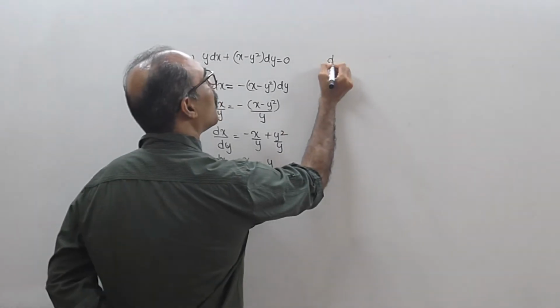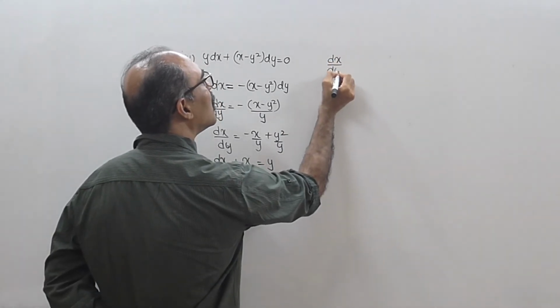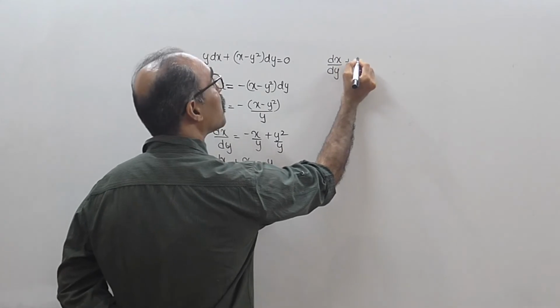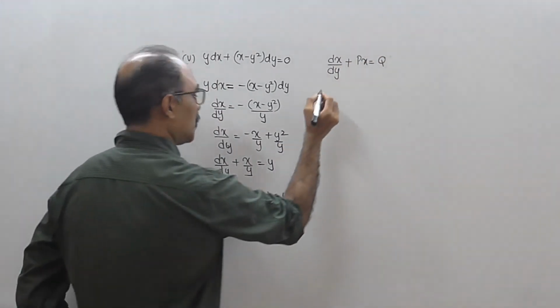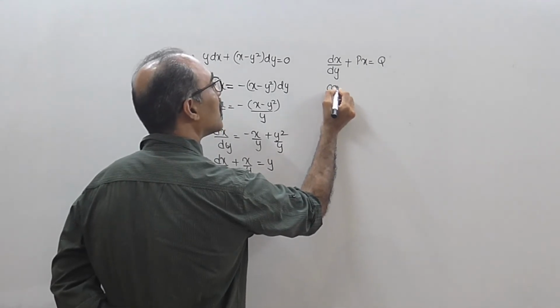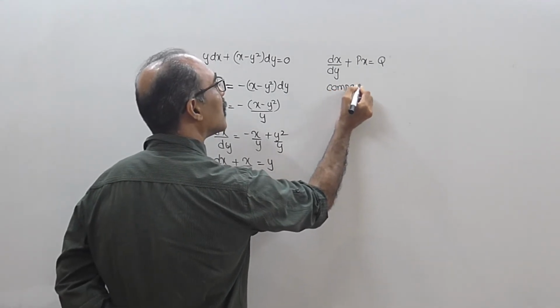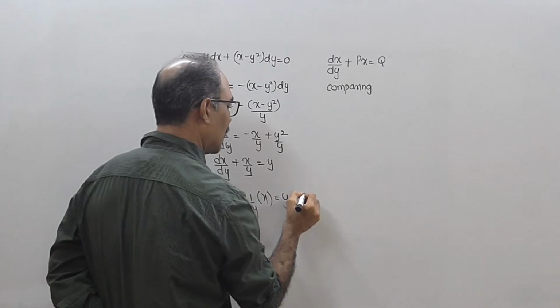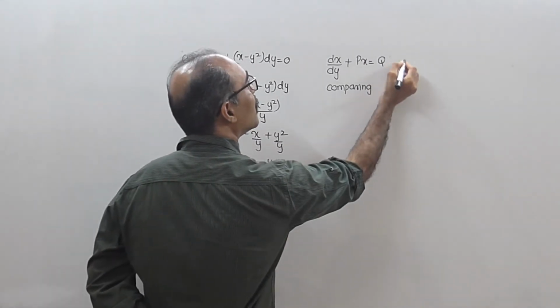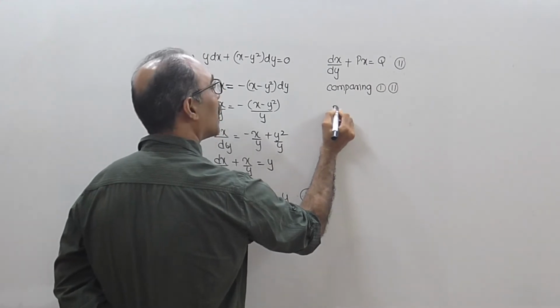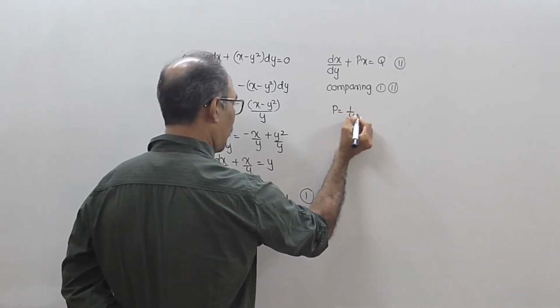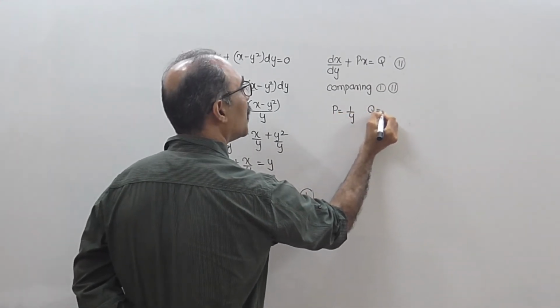This becomes in the form of dx upon dy plus px equal to q. Comparing, I'll give this as 1 and give this as 2. Comparing 1 and 2, what do I get? I get p equal to 1 upon y and I get q equal to y.